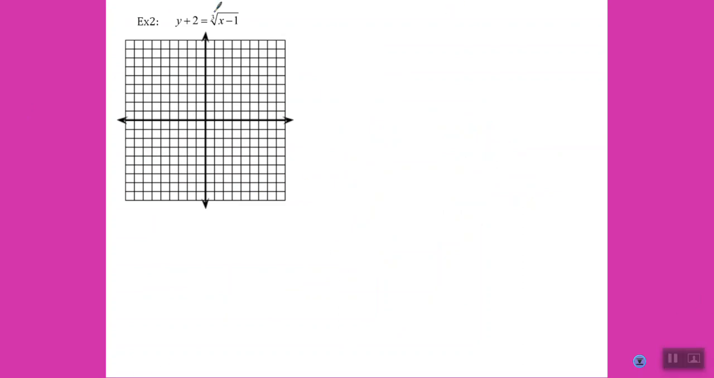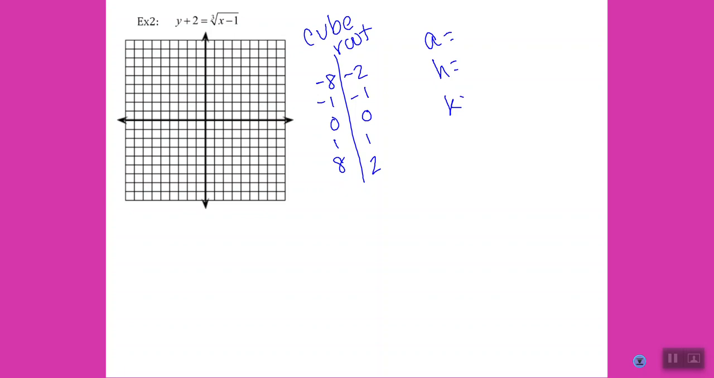In example number 2, this time we have a cube root function, and our pattern for that is -8, -1, 0, 1, 8, and -2, -1, 0, 1, 2. Again, a is going to be 1 because there's nothing in front of our function. H is the opposite of what's underneath. And since k is over with the y, it's going to be the opposite of what it looks like, so -2. So I'm going to start at 1, -2. Again, it's those two numbers. So 1, -2.